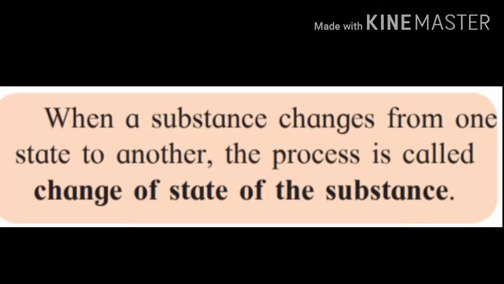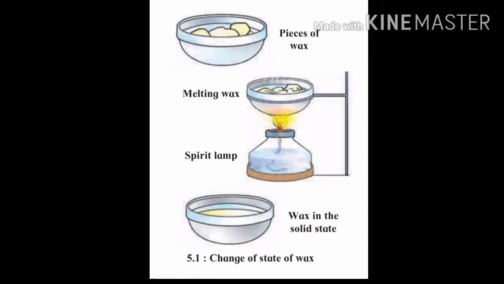Now let's see how changes occur in a state of a substance. Now what is a change of state of a substance? When a substance changes from one state to another, this process is called change of a state of a substance. Now let's see a small experiment which may clear your idea.